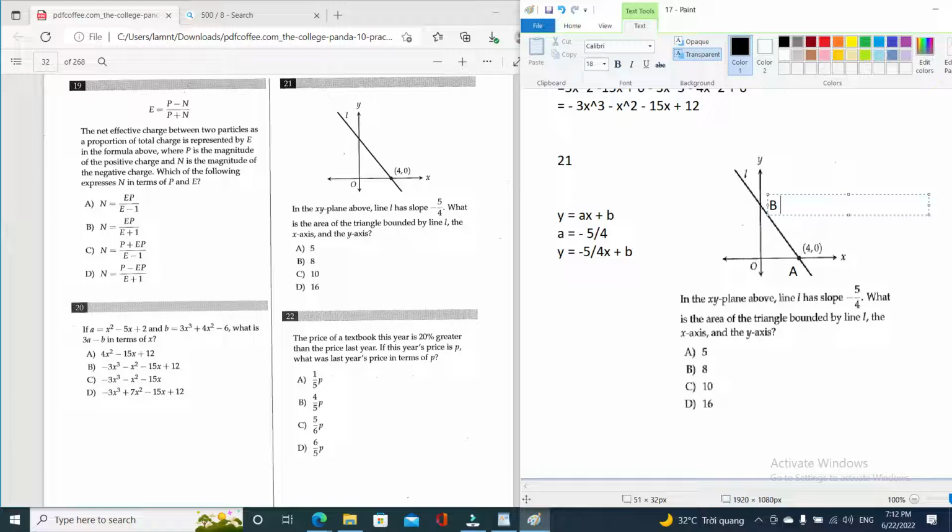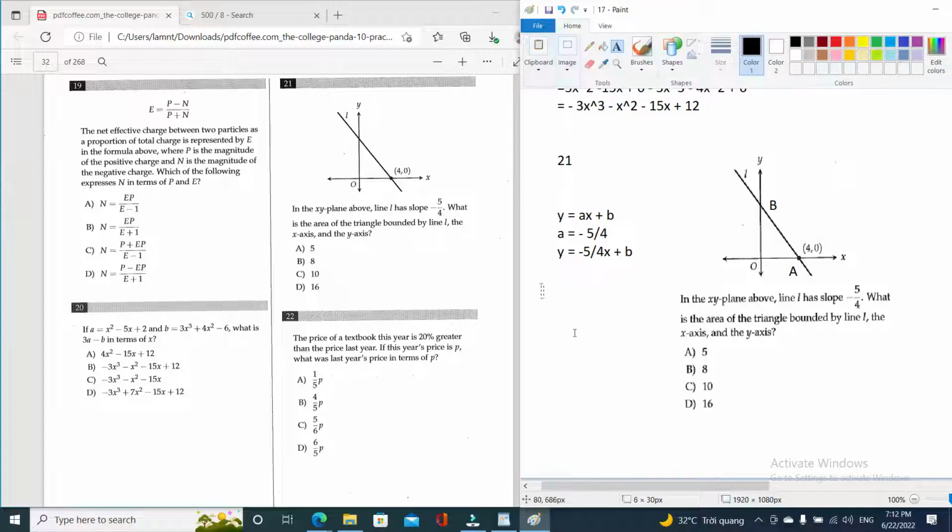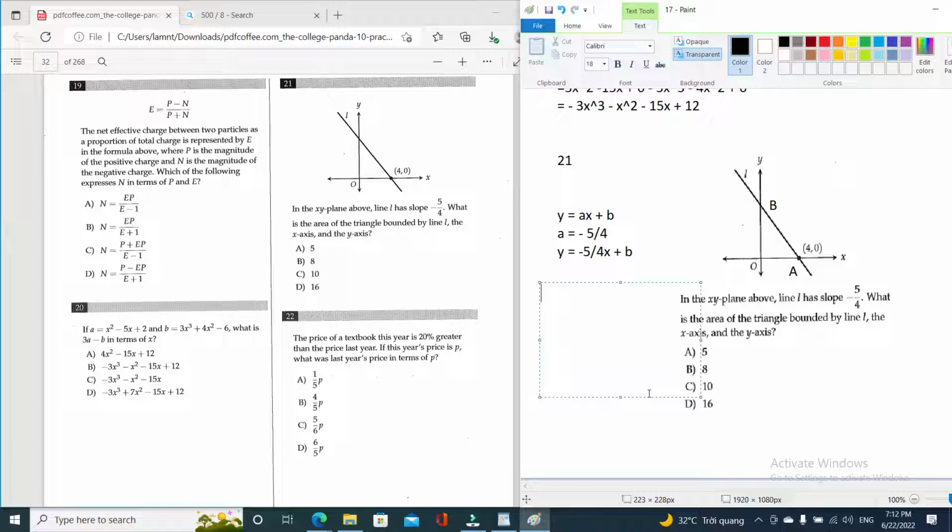Now we know this line, we know that (4, 0) is on the line. So this means that 0 equals minus 5 over 4 times 4 plus b, right? So easily you can deduce b equals 5, right?